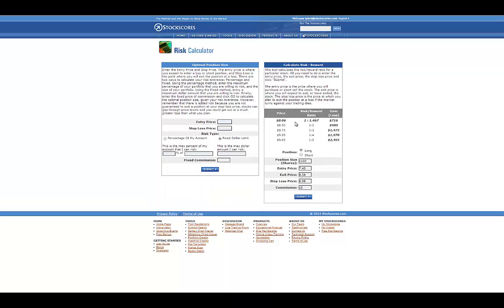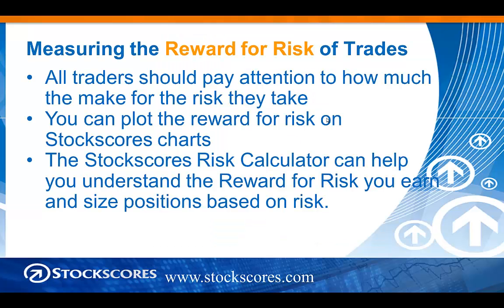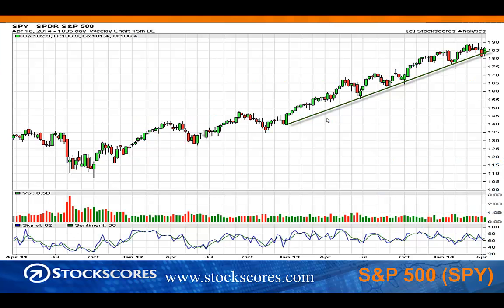And now we can see that our current profitability is up 1 to 1.467, or as I said, about 1 to 1.5. So that's a great tool to use on the Stockscores website for reward for risk, whether you want to plot it on the charts or use the risk calculator to calculate position size and your overall reward for risk. Let's get into this week's analysis.